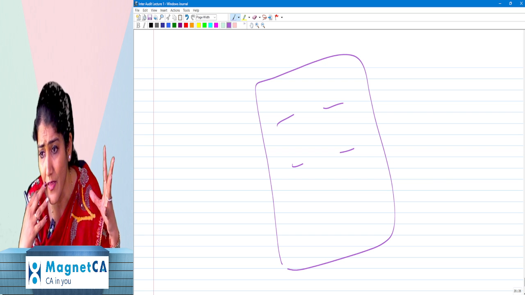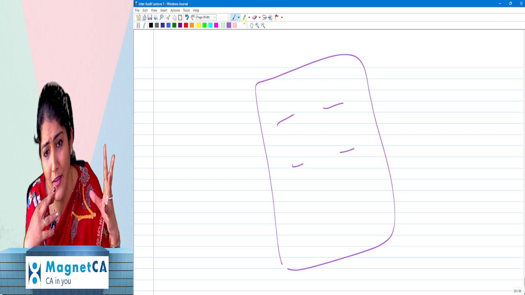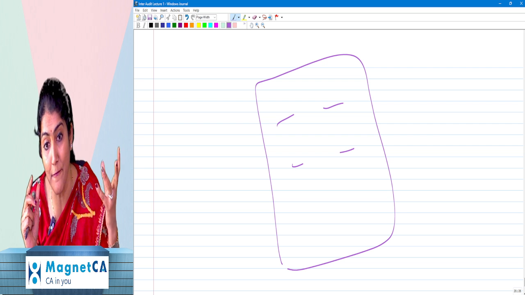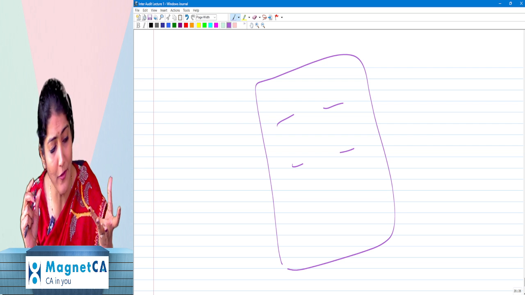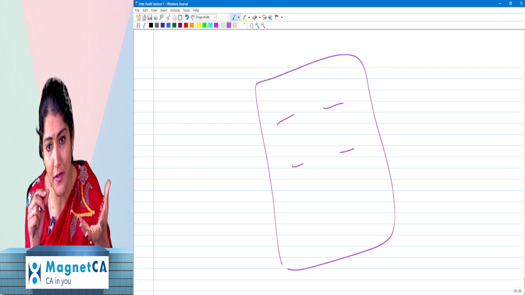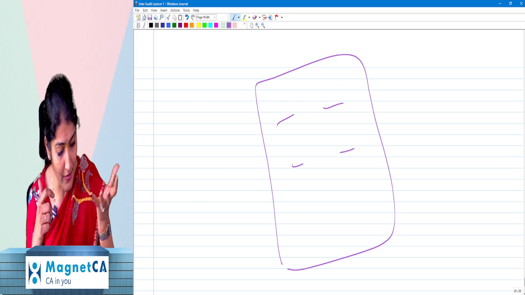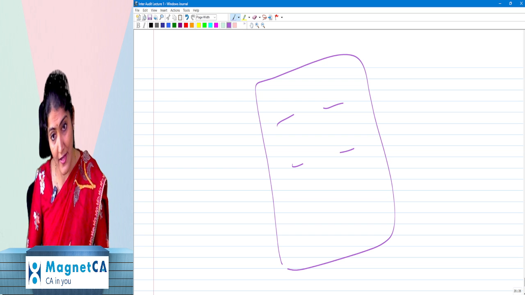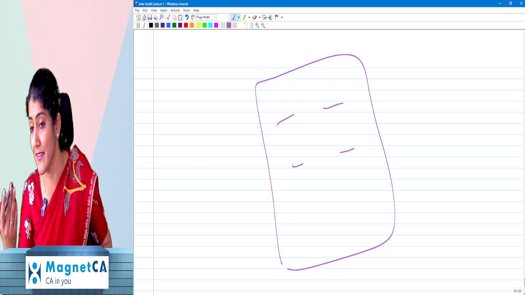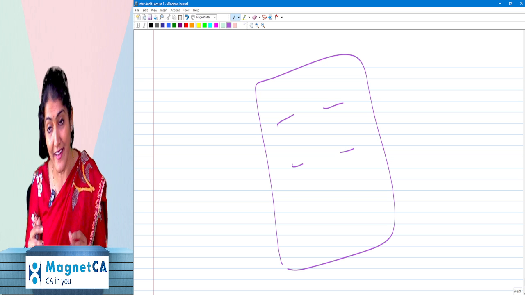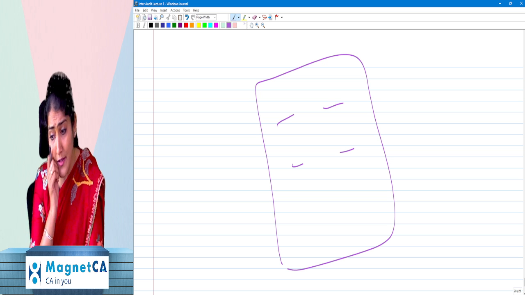Sublimation? Like that camphor. Camphor, Kapoor. You just keep a piece of camphor over here. And you were very good at science, they say it goes directly from solid to gaseous, and then it gets evaporated. Did you do anything? You just kept it.